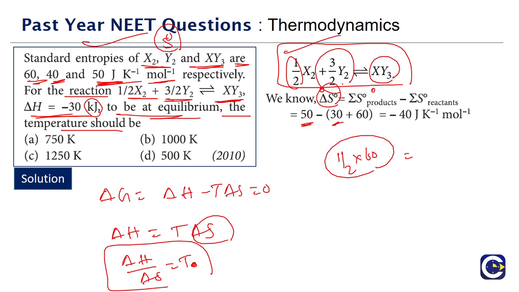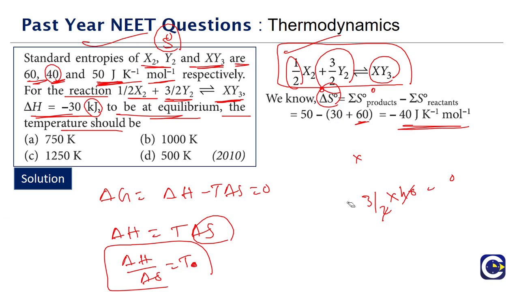3 by 2 moles of Y2 is there. See, the value of Y2 is 40, right? 3 by 2 moles means 3 by 2 into 40 comes. Look at this, 2 ones are 2, 20s are total 60. Okay, so we have to multiply by the number of moles. So overall this is coming as 50 minus 90, which means minus 40. It will be minus 40.